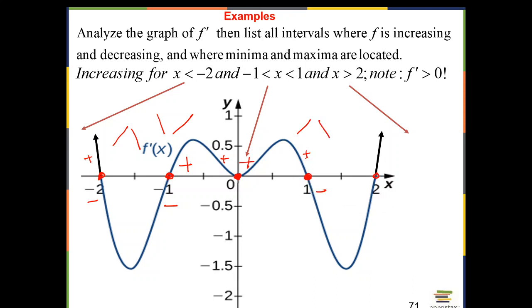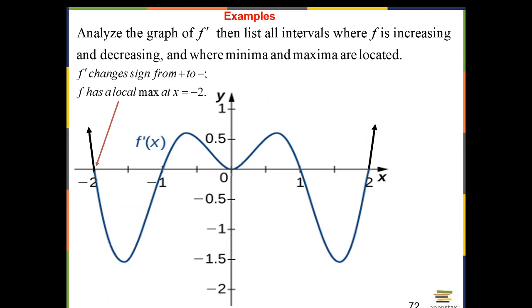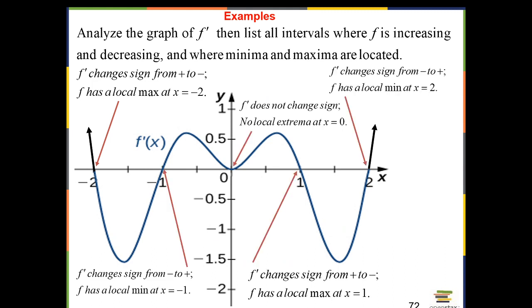What about here? Well, f prime goes from negative to positive. So the function is decreasing and then increasing. So there is a min there, right? That's how we can tell where the points are, and I just described it. So you can stop the video and read all of these and make sure they make sense to you, right?